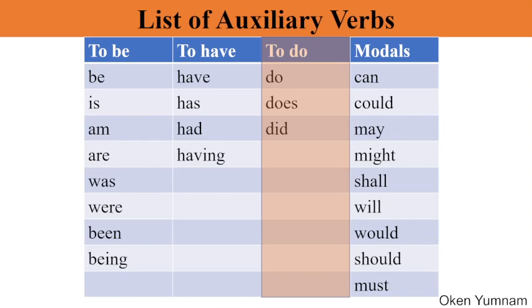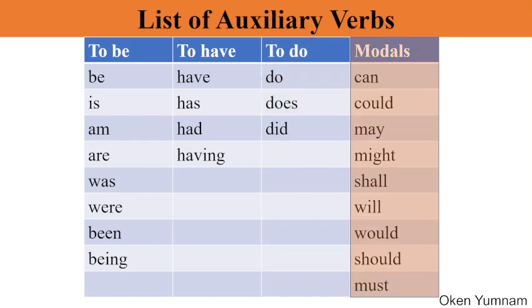Doing will not come here. Doing will be an action verb, and the meaning would be slightly different. And modals we have can, could, may, might, shall, will, would, should, and must. So these are the list of auxiliary verbs in the English language.